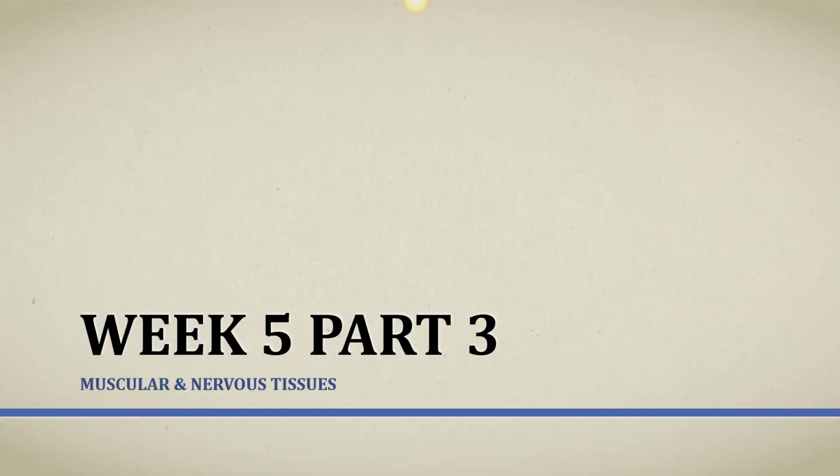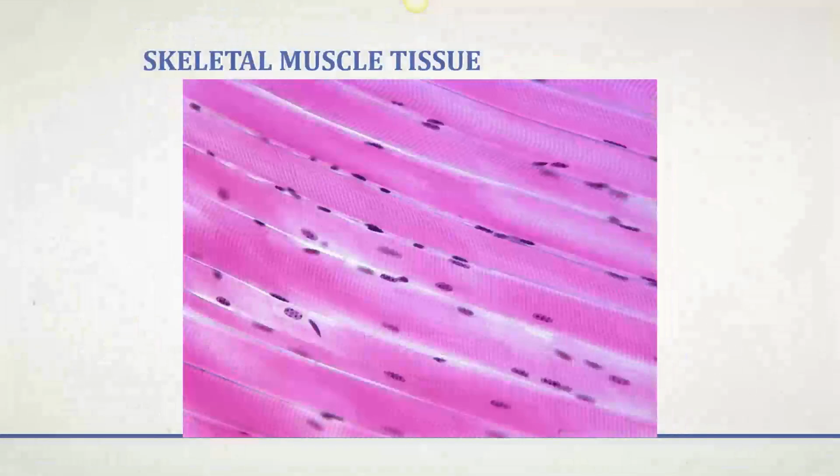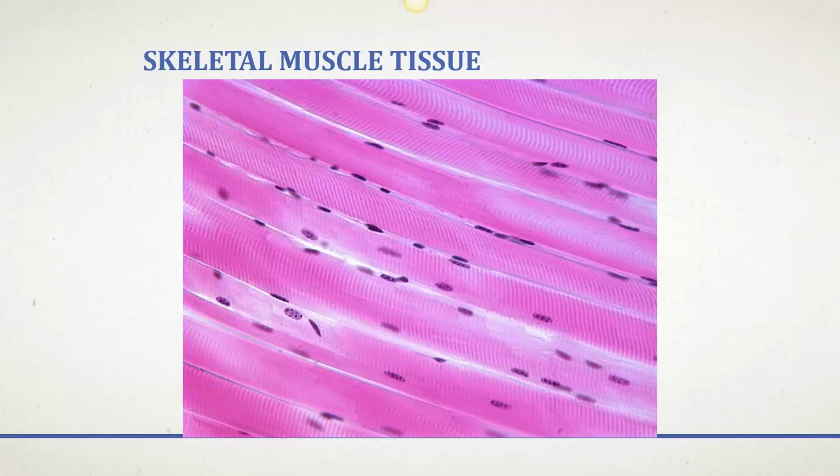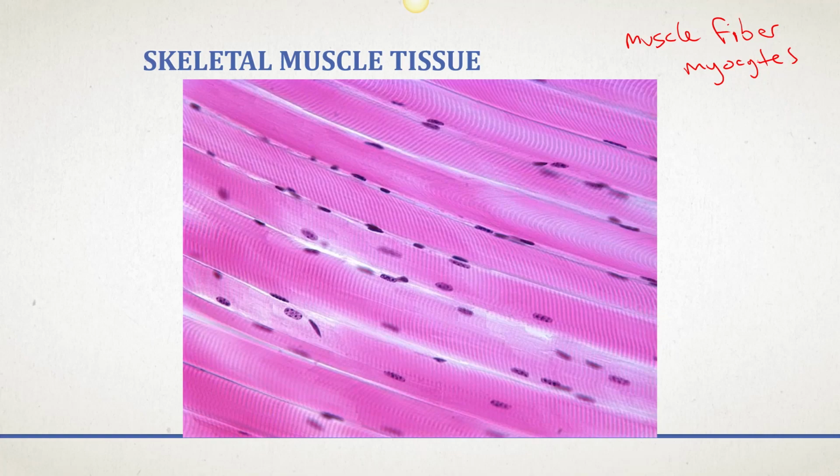Okay, so now we're going to finish up the tissues by going through the different types of muscular tissues and nervous tissue. So we'll start with the skeletal muscle tissue. The major cell type is a muscle fiber. And sometimes you'll hear them referred to as myocytes. So for the three different types of muscular tissue, skeletal, cardiac, and smooth, you can write muscle fiber and myocytes for their major cell type.